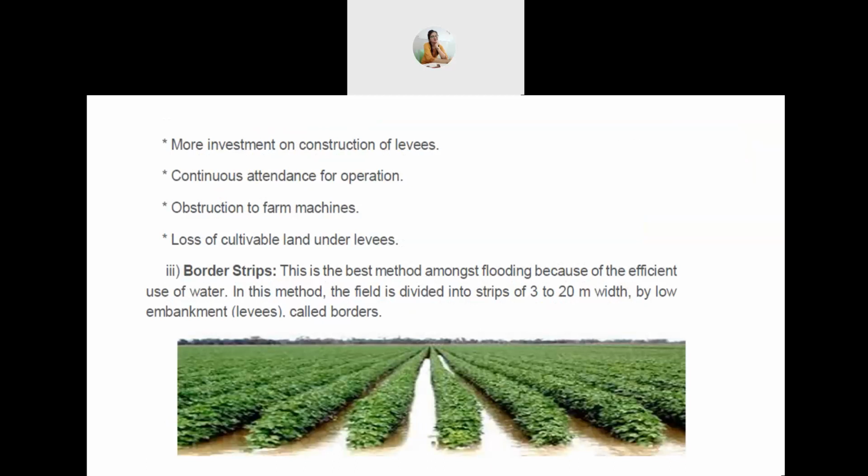Number 3 is border strips. This is the best method amongst flooding because of the efficient use of water. In this method, the field is divided into strips of 3 to 20 meter width by low embankments called borders.